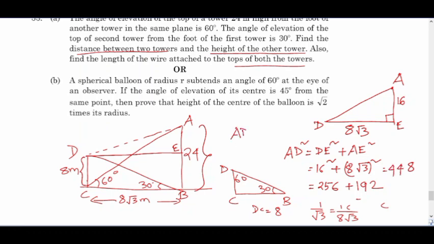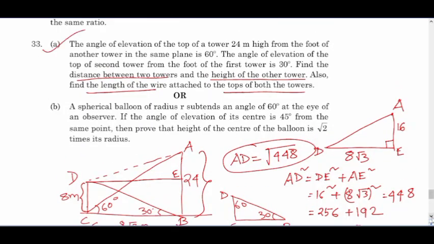So AD will be equal to square root of 448. Okay, the length of the wire attached to the top of both the towers is this much. Okay, so simple question. Fine.